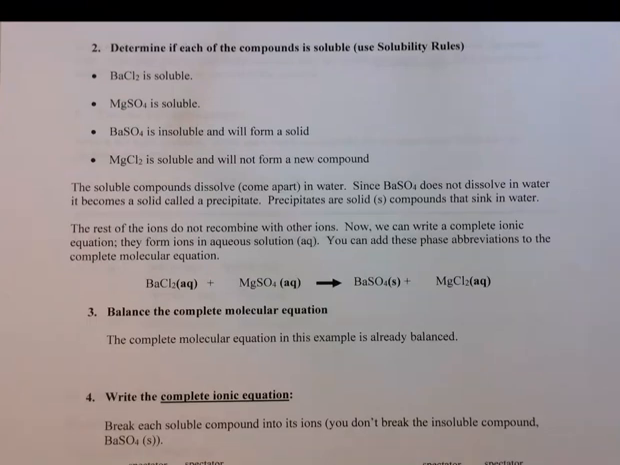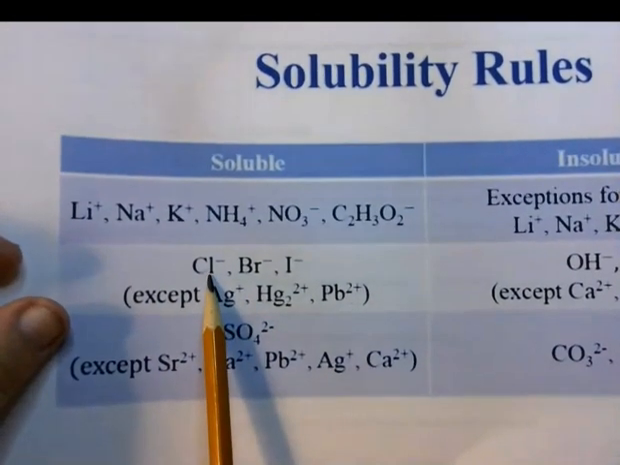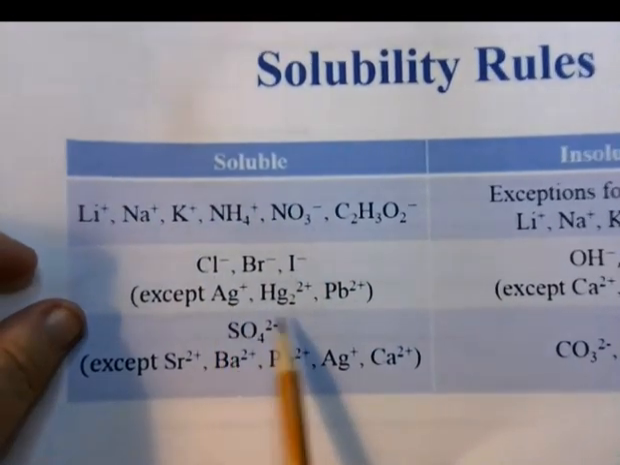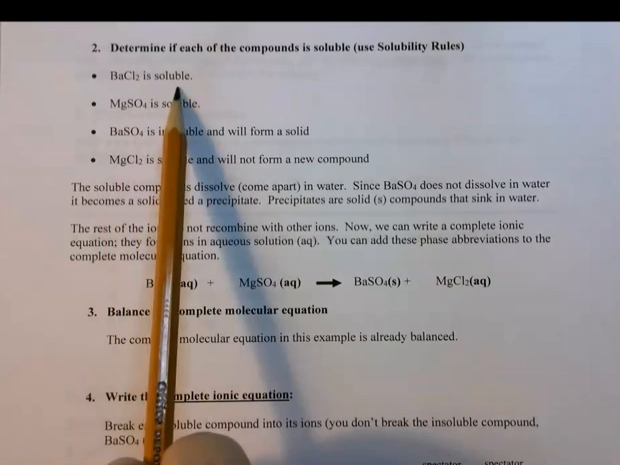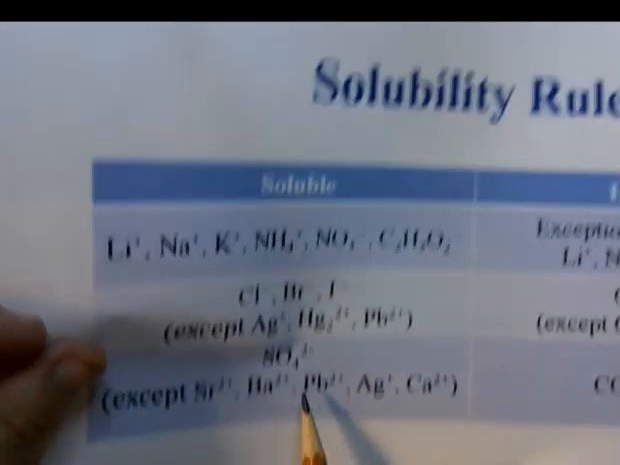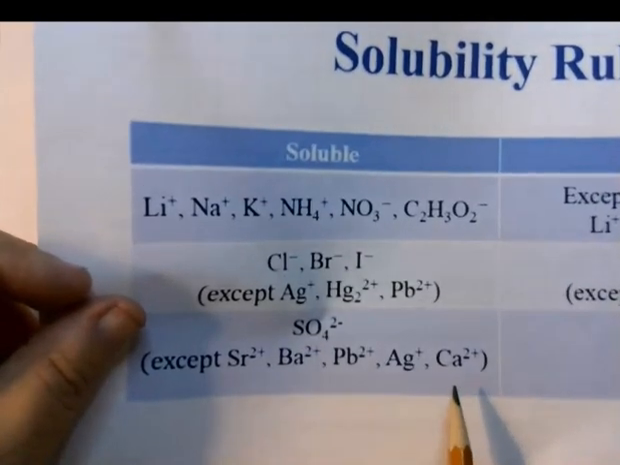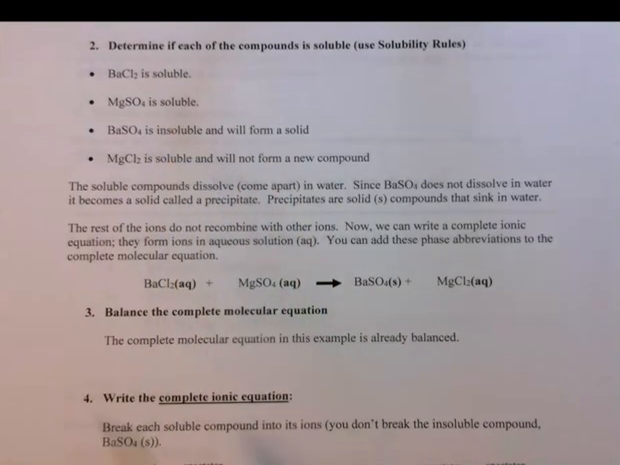Okay, the next step, step number 2, is to determine if each of the compounds is soluble, and you get the solubility rule sheet for that. So let's take each one separately. The first compound on the reactant side is barium chloride. That's BaCl2. So you come up here and you see that chloride is soluble except with 3 different ions, and barium is not one of them. So barium chloride is soluble. Magnesium sulfate. Come over here. Sulfate is soluble down here, except with these 5 ions, but magnesium is not one of those that makes an exception, so magnesium sulfate is soluble.